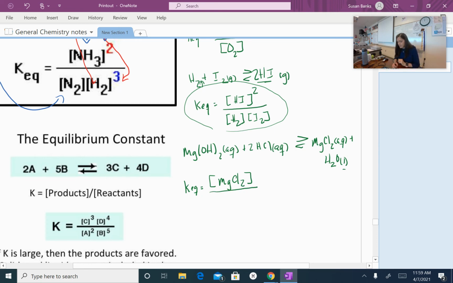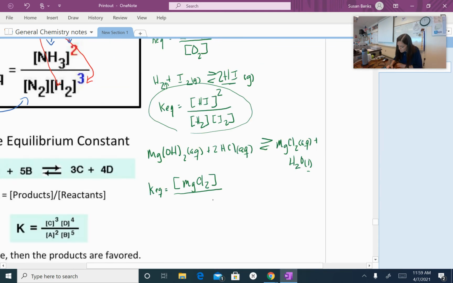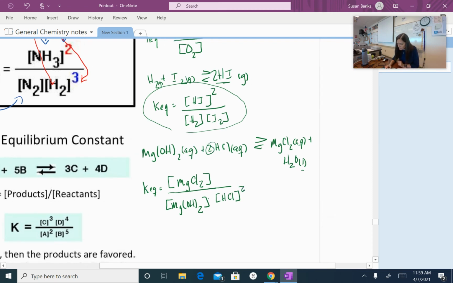Okay, let's look at our reactants. Our magnesium hydroxide is in the aqueous state, so we can use that. So we'll have our magnesium hydroxide concentration. There is no coefficient there, so we aren't going to put an exponent there. Then we have hydrochloric acid. That is also in the aqueous state, so that will show up. So our concentration of hydrochloric acid will show up. And we have our coefficient of 2, which is going to become an exponent of 2. Okay, so we would have an exponent of 2. How'd you do on that?